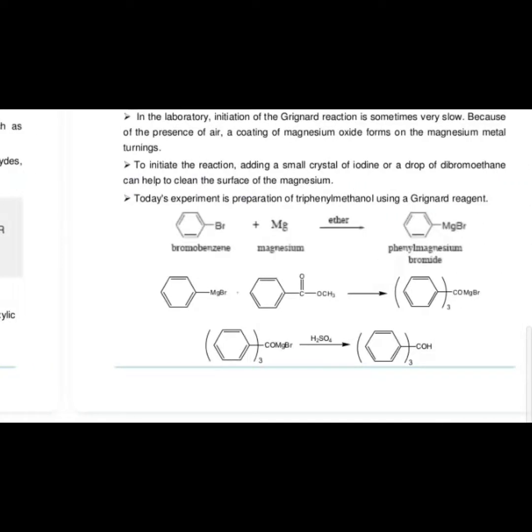So the next topic is experimental techniques, which means how you can proceed in the lab. In the laboratory, initiation of a Grignard reaction is sometimes very slow. It is not a very fast reaction, because in the presence of air a coating of magnesium oxide forms on the magnesium metal turnings. Why is the reactivity low? Because the metal reacts with the air, forming a coating of magnesium oxide, so the reactivity becomes less.